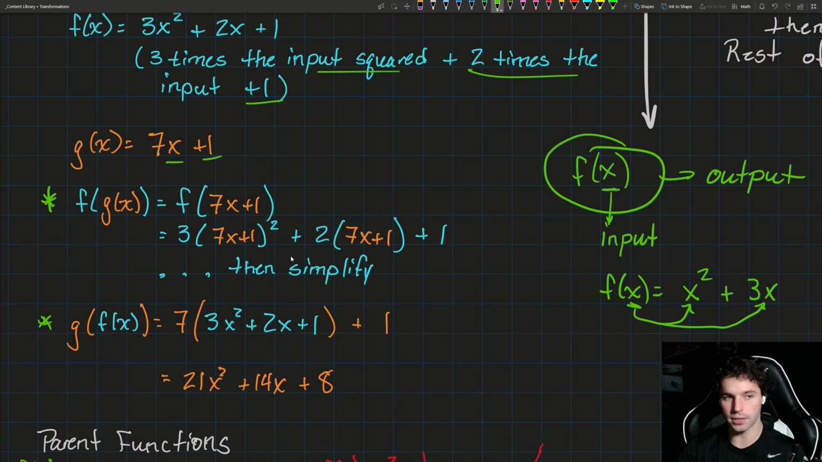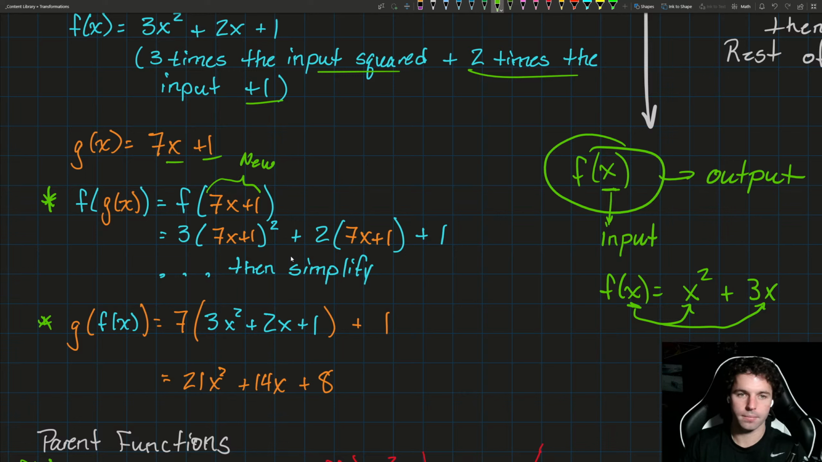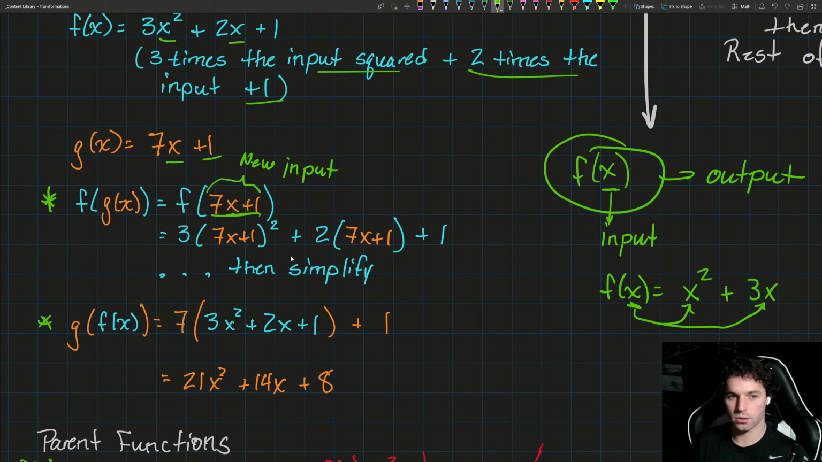Okay, so f of g of x just means that we're taking all of g of x and we're going to shove it into the x that we originally saw in f of x. So, new input. And when we do that, we're just taking all of this and shoving it into our original x's. So we get 3 times the quantity 7x plus 1 squared plus 2 times 7x plus 1 plus 1.